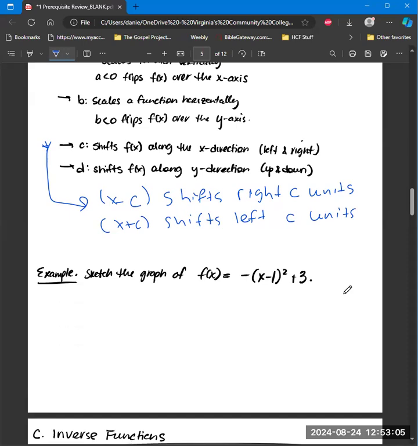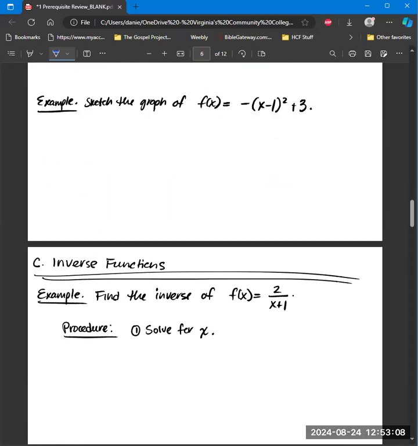So let's use our transformations to sketch the graph of negative quantity x minus 1 squared plus 3. So that's going to be quadratic with a vertex at 1, 3. And it's going to open down. So our A is going to be -1, our B is going to be 1, C is going to be 1, and D is going to be 3.